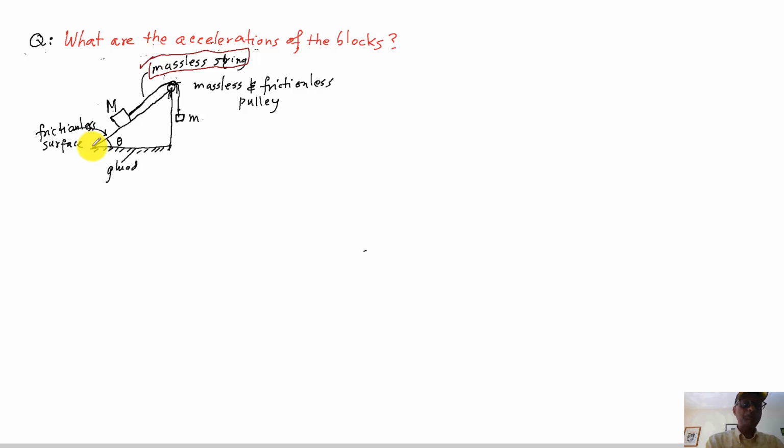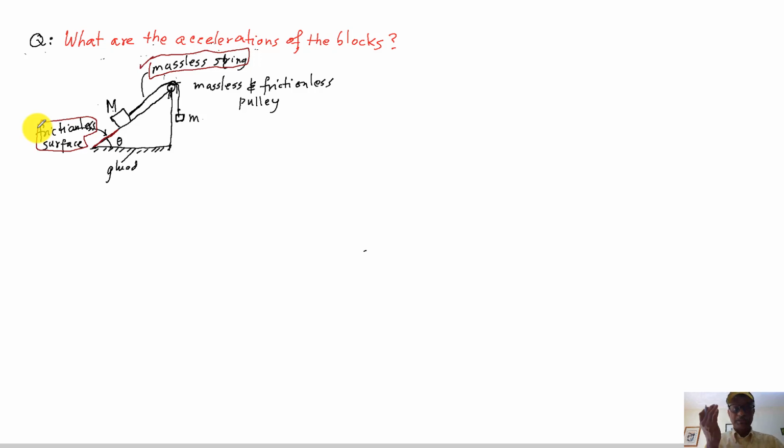Another assumption we're going to make is that this is a frictionless surface. If this is not a frictionless surface, then there are two cases. Block M is not moving because of static friction, in which case you're dealing with static friction. But if the block is sliding on it, then you're dealing with kinetic friction. So there are two cases.